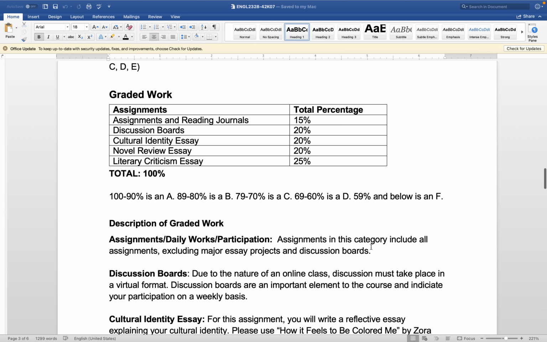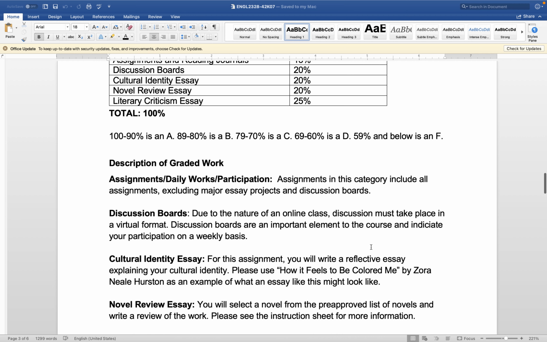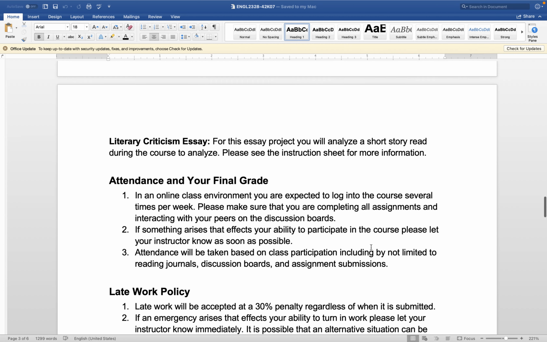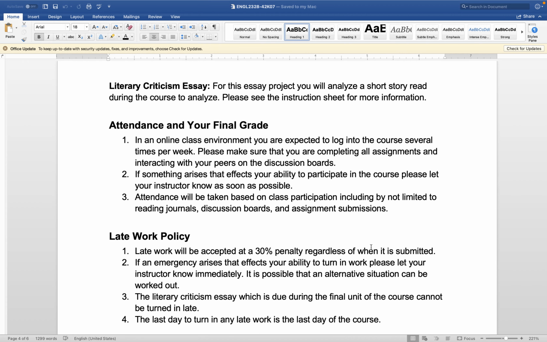And then down here, I have just a brief description of all of the major assignment categories or essay projects that we will be doing. Okay, so let's take just a moment and talk about attendance in an online class. For an online class, you are expected to log into the course several times per week. Please make sure that you're completing all of your assignments, that you're interacting with your peers on your discussion boards, that you're doing the readings, that you're listening to the lecture videos, that you're exploring the extra resources that I have available for you. This lets me know that you are present in the class.